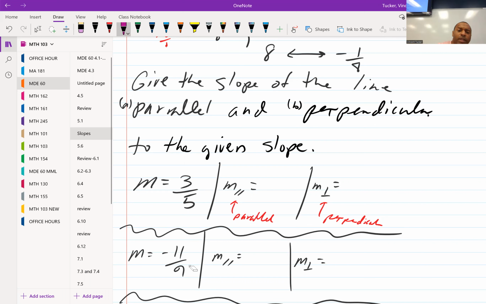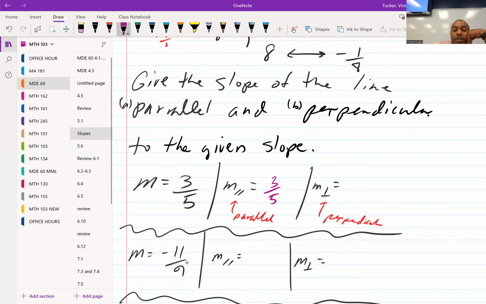So they give us 3/5, and they want you to establish what is the slope of the line that's parallel to it. Well, we just finished talking about how if it's parallel, it's going to have the same incline. That means it's going to have the same slope. So 3/5 is going to be the slope of a line that's parallel to a line that has a slope of 3/5.